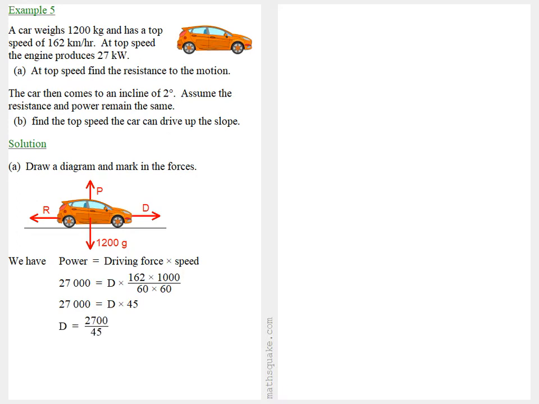Now if we divide all the way through by 45, we get D is 2,700 over 45, which is equal to 600 newtons. If we resolve horizontally on the car, we get R, the resistance, is equal to D. And so we have the resistance is equal to 600 newtons.